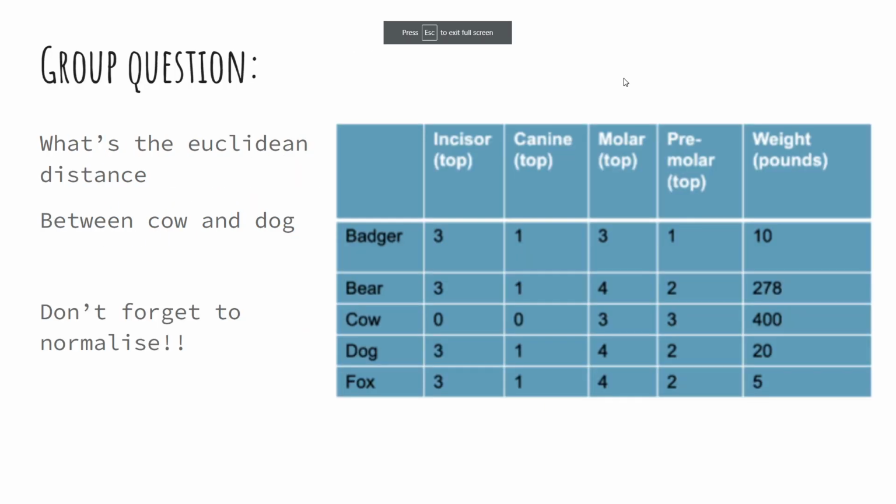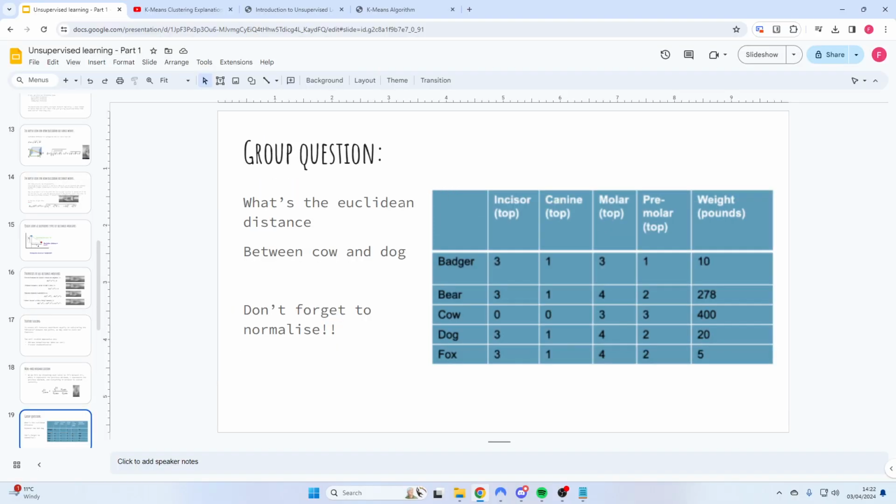Okay, we're going to do this together because it's quite a lot of work doing it by yourself, so we can do it as a group. We want to work out the Euclidean distance between cow and dog. So we're trying to see how similar these two are. And first we need to scale them. So for cows in scissor, what would this be scaled? And how can we work that out?